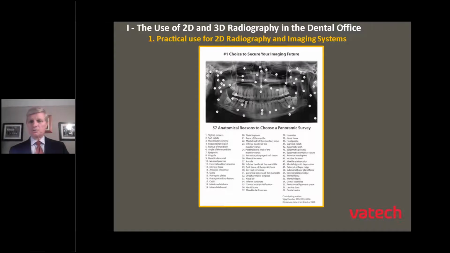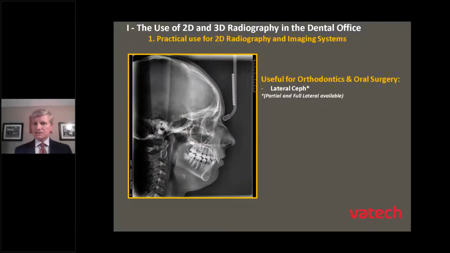Now, Dr. Parashar, who is one of our references that we use quite a bit, put together this listing of 57 anatomical reasons to choose a panoramic survey. So obviously for time, I won't go through all of them, but certainly when you get the opportunity, go to the recorded session, and it goes through this in great detail to identify all the craniofacial aspects of our anatomy that can be rendered from a panorama survey, okay? Now, this certainly extends to other types of 2D radiography, such as lateral views, PA views, Caldwell's views that are used in orthodontics and oral surgery.